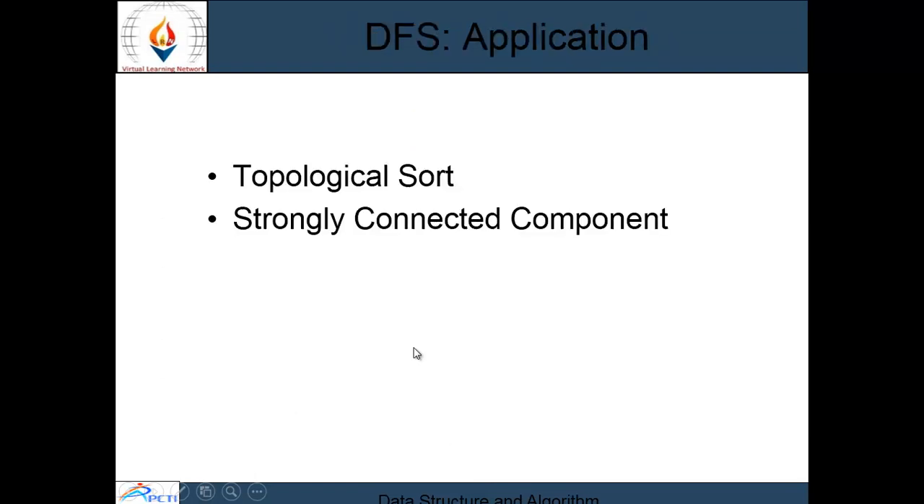Now, what are the various applications, or we can say the various uses of DFS application? Firstly, DFS is used for topological sort, and we can use DFS for strongly connected component or to traverse or to search in a strongly connected component. This is all about the DFS, that is depth first search.